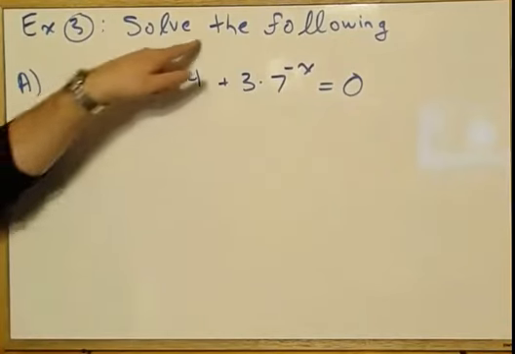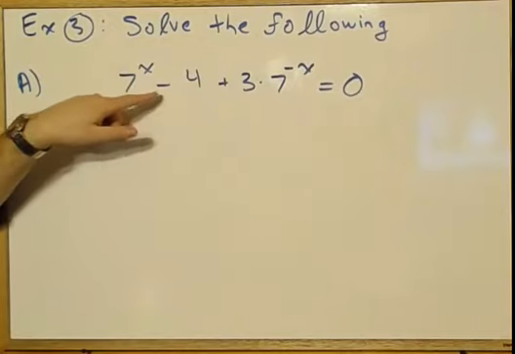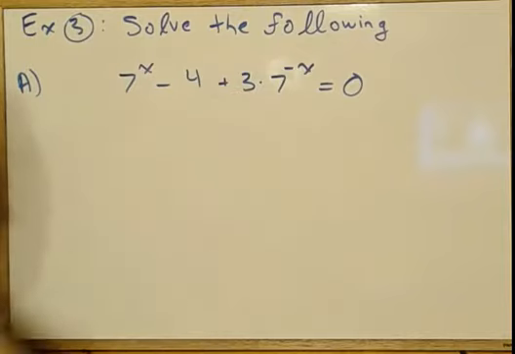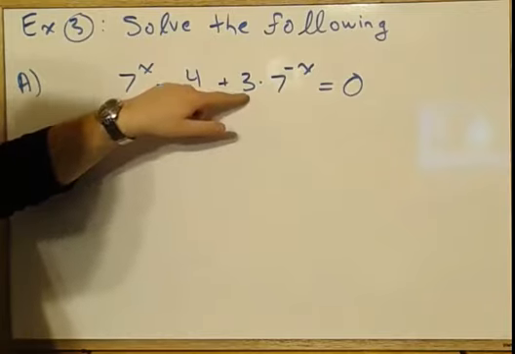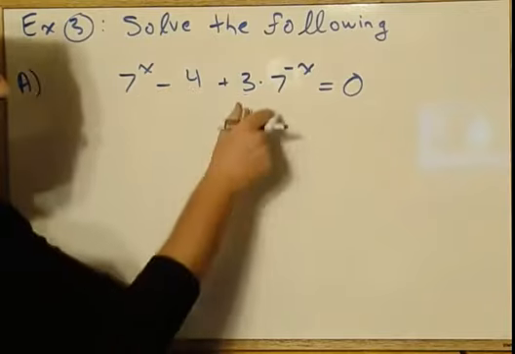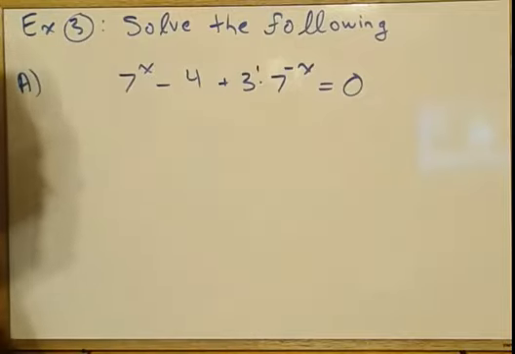And now we're interested in solving the following. So we now have here 7 to the power of x minus 4 plus 3 times 7 to the power of negative x. Now note, we should have a caution here. You cannot take 3 and multiply it by 7. So notice here that the bases are not the same and that 3 has an exponent of just 1. So we cannot combine these things together.